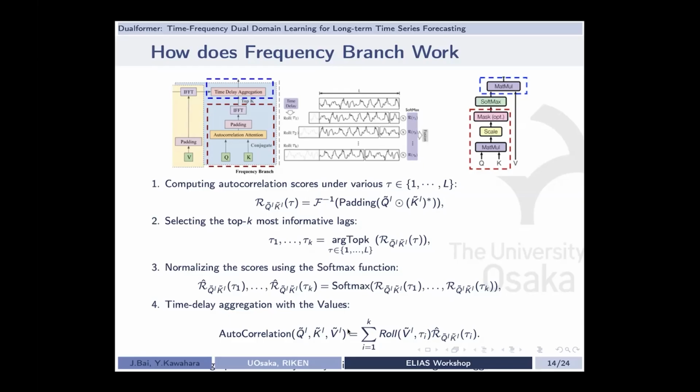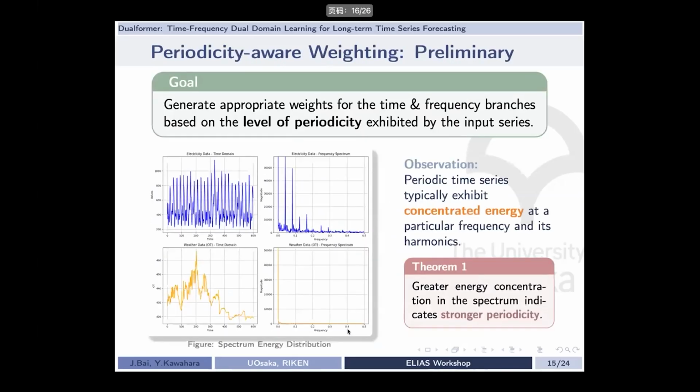After this, we get two extracted features from the time branch and the frequency branch. So how are we gonna fuse them? The idea here is to generate appropriate weights for the time and frequency branch based on the level of periodicity exhibited by the input series. We want the model to be more adaptive to the current input time series. So how are we gonna measure this level of periodicity?